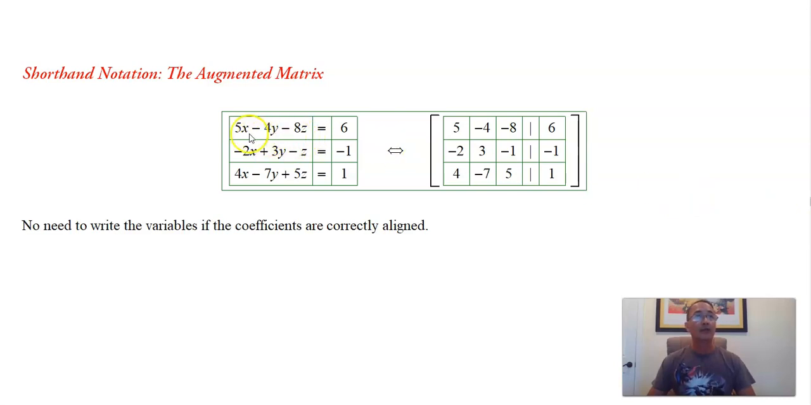So our coefficients are 5, minus 4, minus 8, and 6. We will put that at the top row of this augmented matrix. So notice that the equal sign has been changed to a vertical bar. Similarly, for the second equation, you have minus 2, plus 3, minus 1, minus 1. And finally, you have 4, minus 7, 5, and 1 for our third equation.